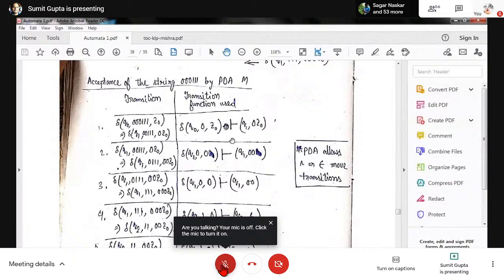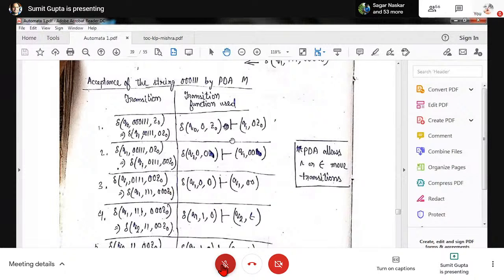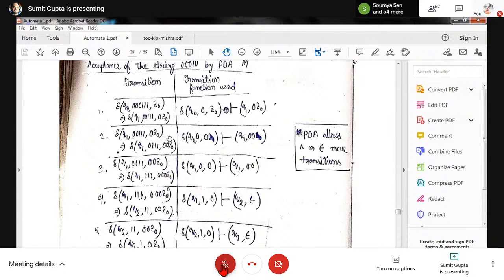See, this symbol is used to represent transition. It's basically the inclined T. If you see properly, it is an inclined capital letter T. This symbol represents transition. Because of this transition function, we have been able to move from del Q0, 0 0 0 1 1 1, Z0 to del Q1, 0 0 1 1 1, 0 Z0. Is it clear? Shall we proceed? Now look at the second one.